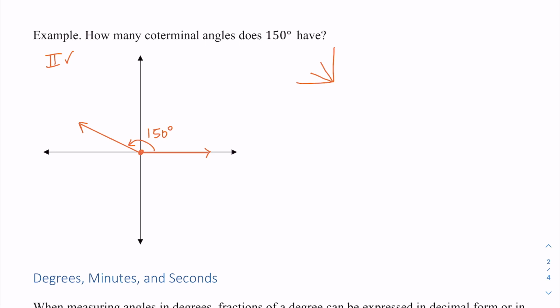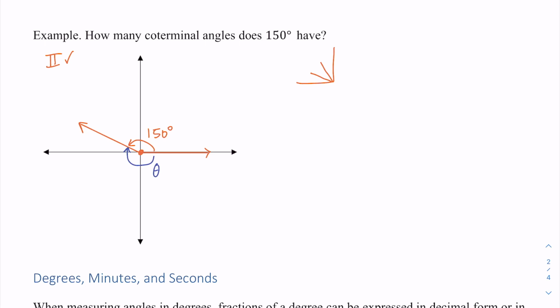Well, we know that its initial side is along the positive x-axis. Its terminal side is over here in quadrant 2. And so for a coterminal angle, it just needs to have the same initial and terminal side. So maybe the obvious one is where I just go backwards, or go the other way. And maybe I call this one theta.